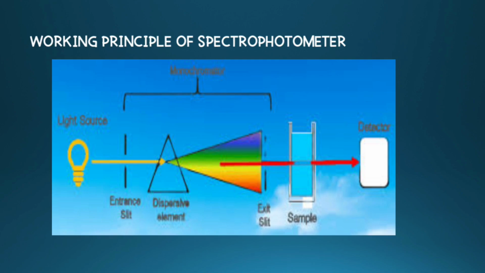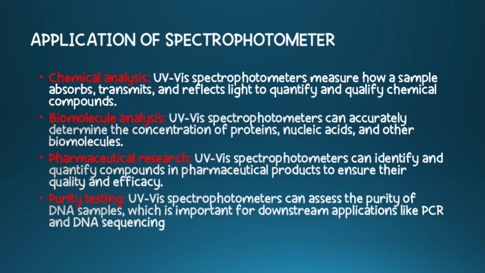Working mechanism of spectrophotometer. The spectrophotometer should be turned on 10 to 15 minutes before use. The light source emits a spectrum of light and the monochromator selects a specific wavelength. The selected light passes through the sample cell and the detector measures the intensity of the transmitted light. And finally, the readout displays the absorption or the transmitted values.